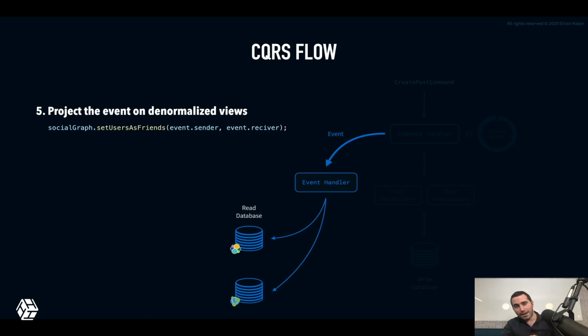So in this case, imagine that the event is that two users became friends. Then the event handler picks up the social graph repository, which is probably the Neo4j database, and sets two users as friends. The Elasticsearch engine doesn't care about such a change in state. Therefore, we won't even update it during this projection. So this is called projection, and those read databases, we often call them denormalized databases or denormalized data stores.